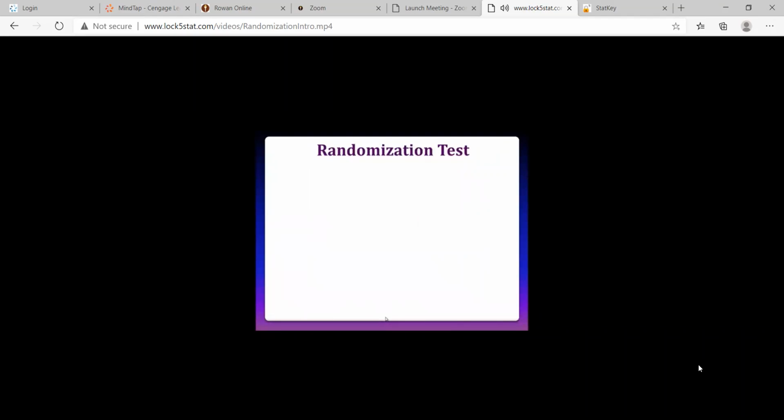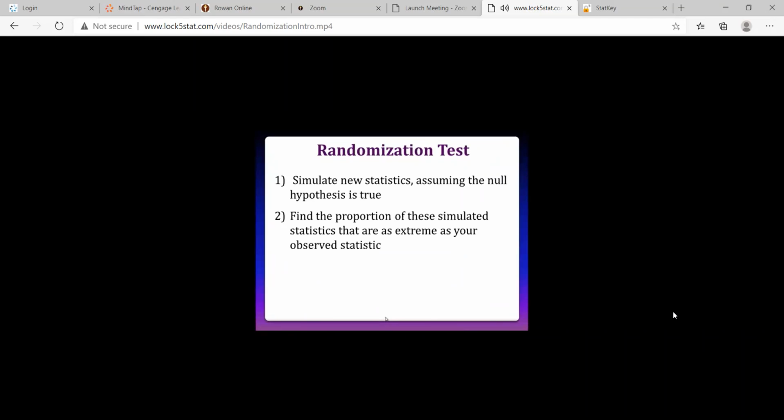All right, so you now know how to conduct a randomization test. First step, simulate new statistics, assuming the null hypothesis is true. Second step, find the proportion of these simulated statistics that are as extreme as your observed statistic. The nice thing about a randomization test, besides the fact that it helps students intuitively understand the definition of a p-value, is that it's always the same process, no matter what you're testing. So there's not a whole long list of different formulas to learn. It's really just these 2 steps.